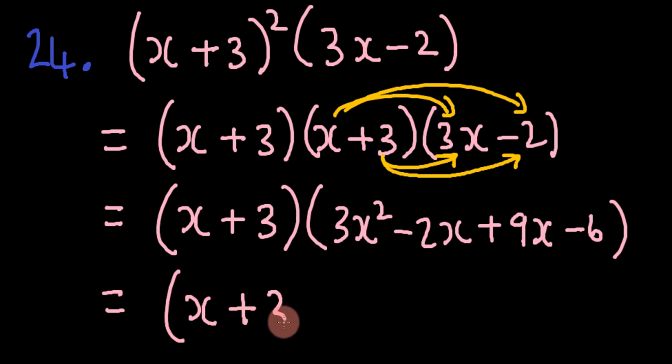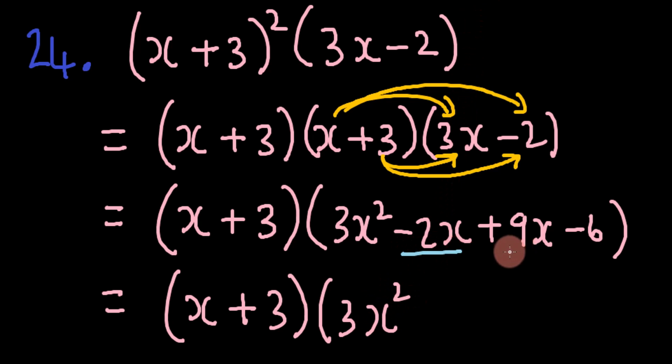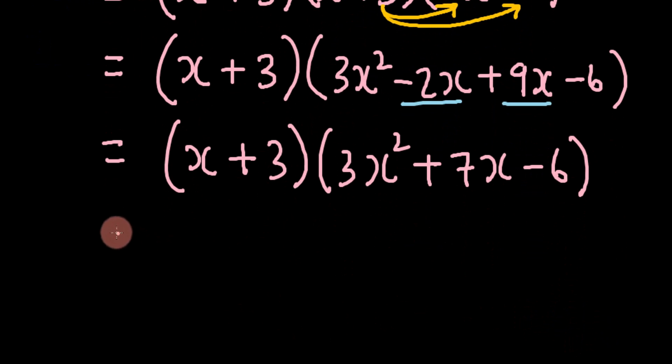Before we continue multiplying out, we're going to add the like terms in the second set of brackets. So negative 2x plus 9x will give us positive 7x, and we still have this negative 6. Now we can multiply the remaining brackets. So in this way.